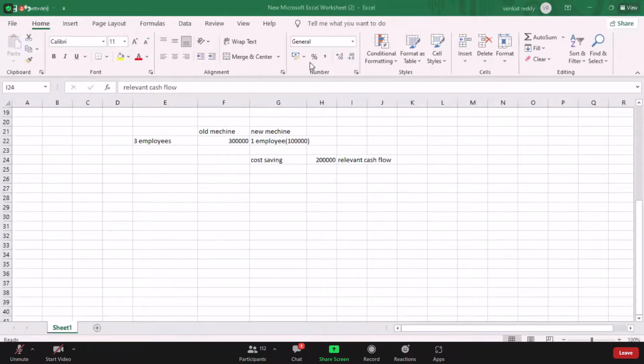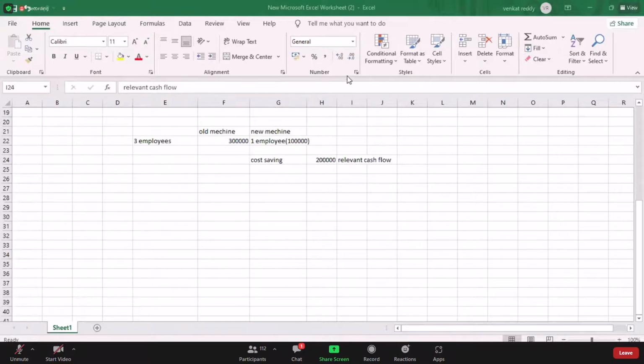Yeah, I completely agree with you. Yes, the cost of the new machine. No, we won't be considering exactly the cost of the new machine. We assume that the machine is taken by borrowing the fund, and whatever interest we pay can be considered as a cash outflow. So that will also be considered as a relevant cash flow.